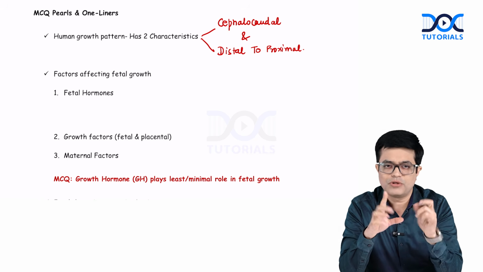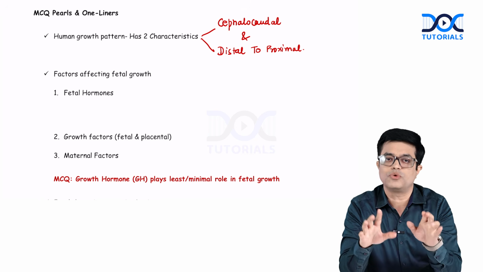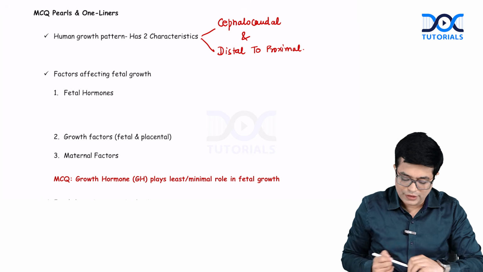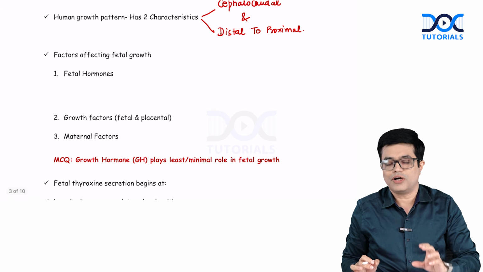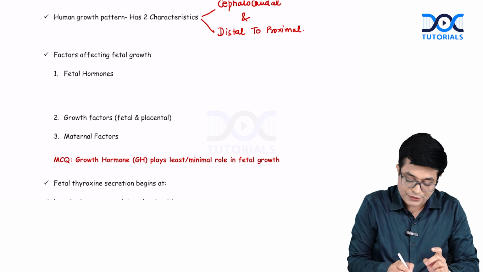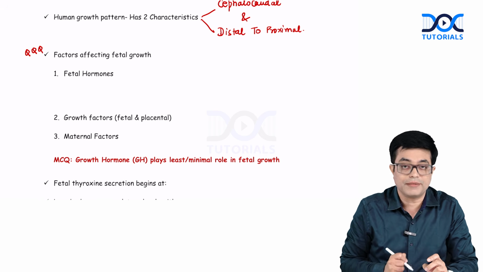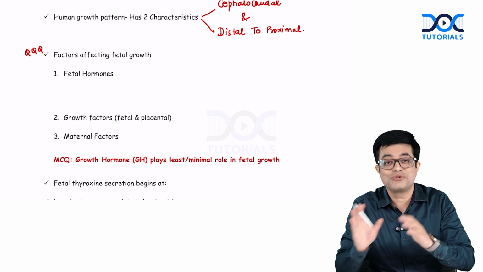So you have to remember, you have to identify and mark that statement which says cephalocaudal and distal to proximal. Second point, factors affecting fetal growth. Now, fetal growth depends upon multiple factors. This topic has been asked. I am putting 3 Qs here. 3 Qs does not mean 3 times. It has in fact been asked 5 to 6 times.